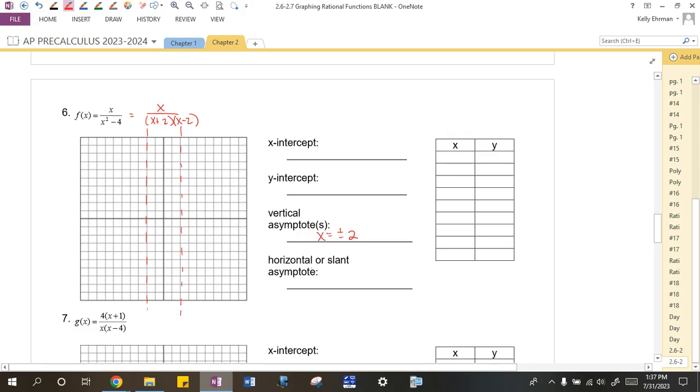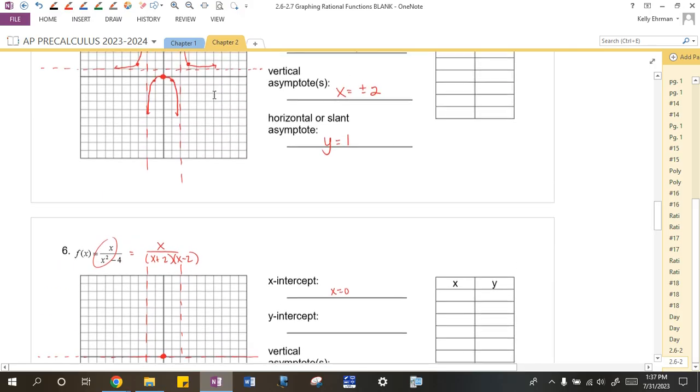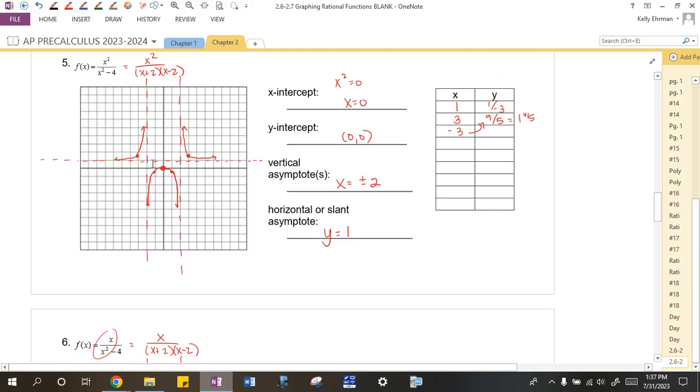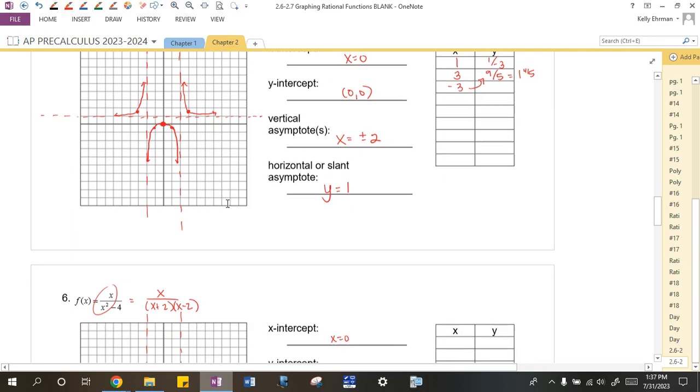The horizontal asymptote will change because now we're bottom heavy, y equals 0. And for my x-intercept, I still get x equals 0. Okay, so here's where it's annoying. In number 5, the point that I got from the x-intercept was below the horizontal asymptote, so I knew the rest of that branch was below.